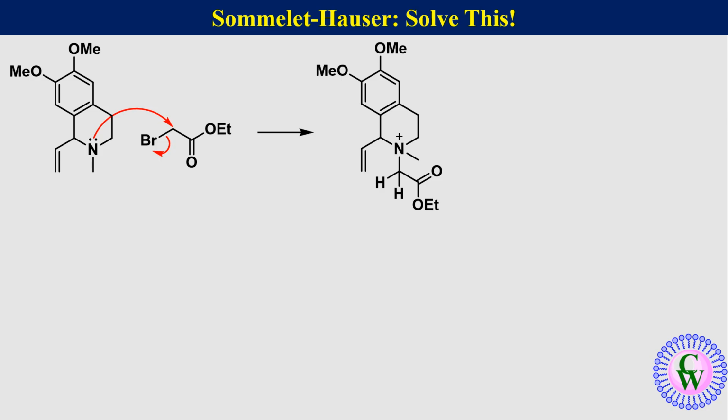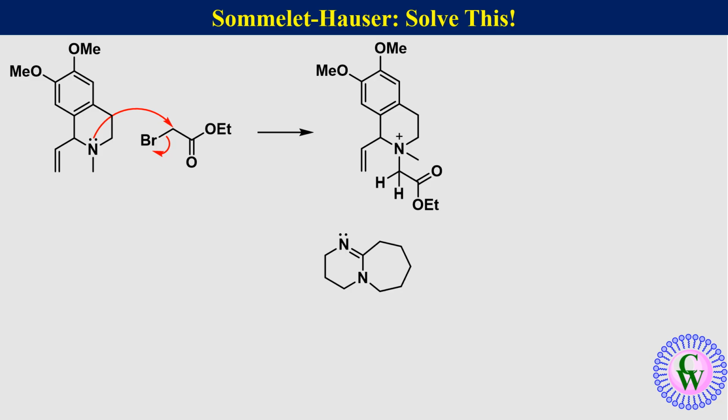These two alpha hydrogens are acidic in nature because the carbon bearing these two hydrogens is attached to a quaternary nitrogen on one hand and an ester group on the other hand.